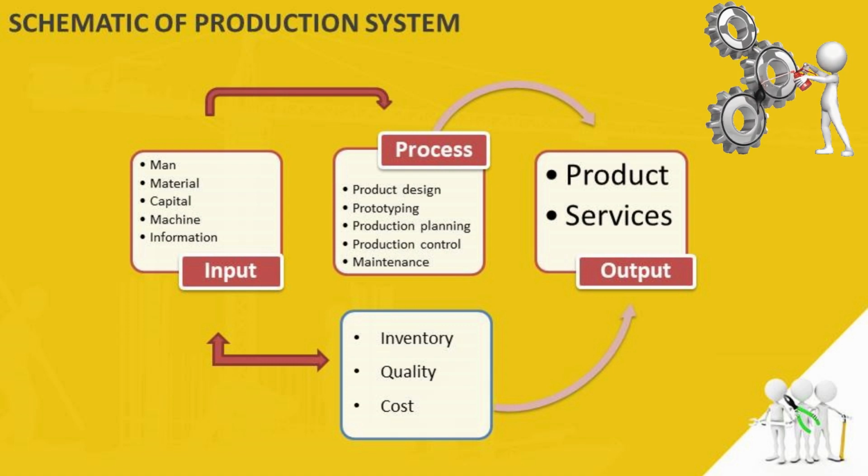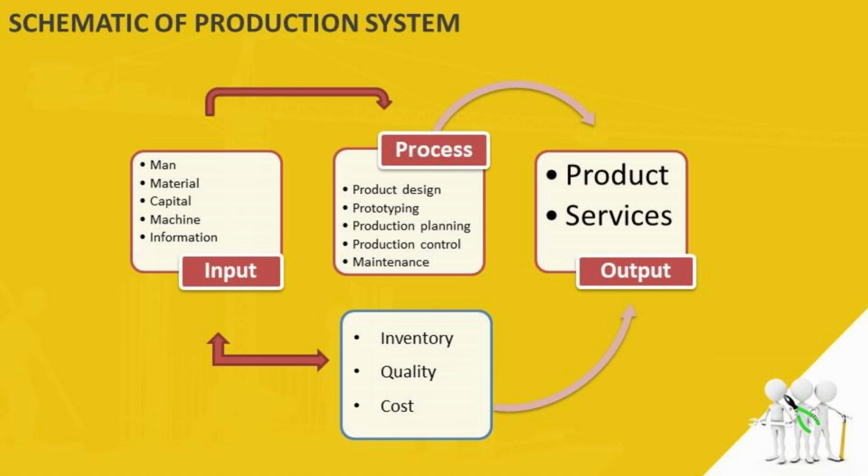If your plant, if your industry is not well maintained, the processes will not flow freely. There will be flaws, there will be downtime, and there will be breakdowns, and that will in turn affect the production capability. And finally, we get the output, that is the product or the service.